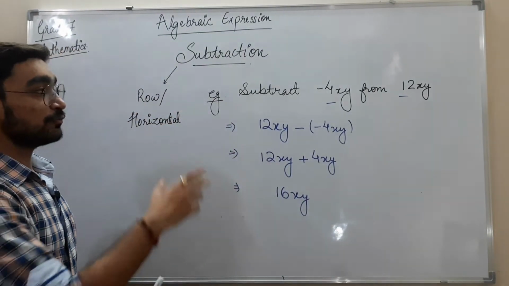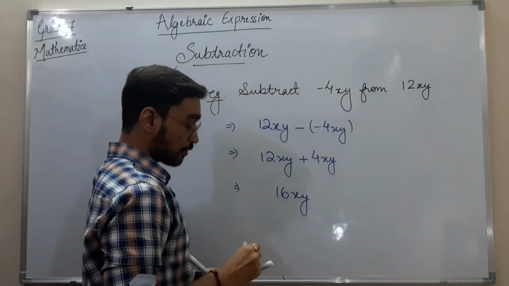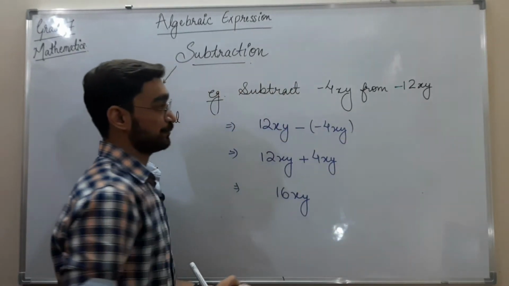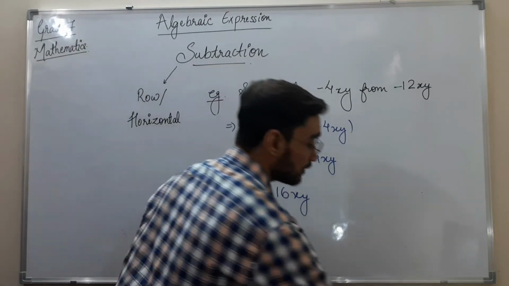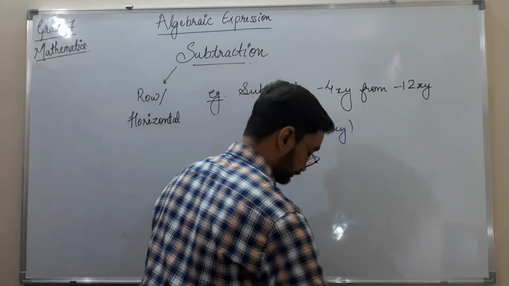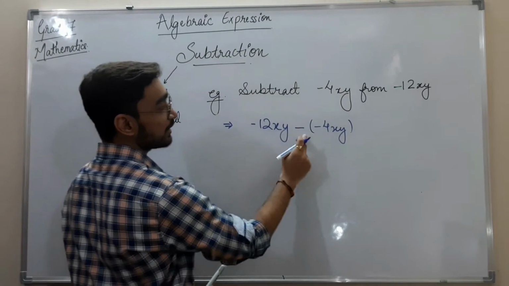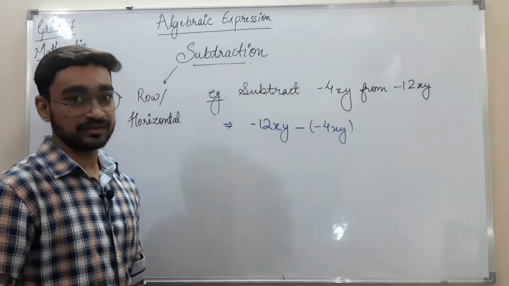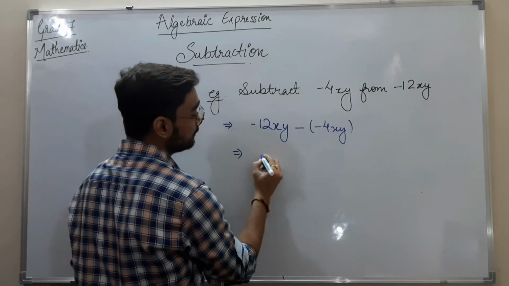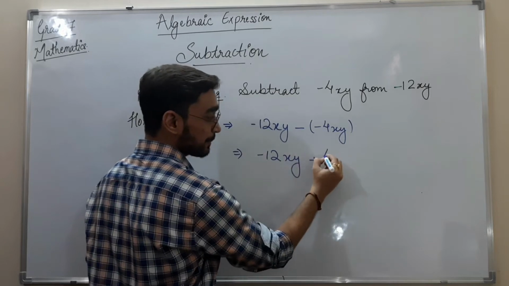Okay. So what will happen if I just make a small change here, that this will also be a minus 12xy? If this is also minus 12xy, then how can we do it? It will become minus 12xy, because subtraction minus 4xy. Is it clear? Now, the next step will be these two minuses will become plus. So minus 12xy plus 4xy.